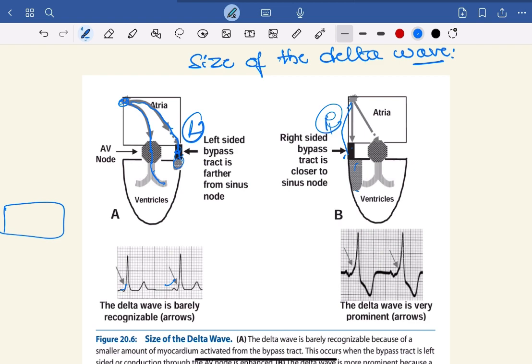Let's suppose in this case a right sided bypass tract. What is happening is the SA node is generating the electricity which is going through both the right sided bypass tract as well as the AV node. So before the AV nodal current reaches the ventricle, the bypass tract depolarizes a major chunk of the ventricle. See here, compared to the left side, on the right side the amount of ventricle depolarized by the right sided bypass tract is much more compared to the left sided bypass tract.